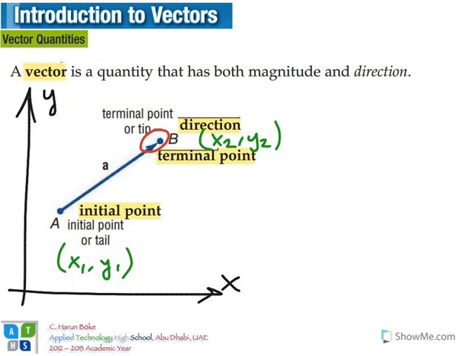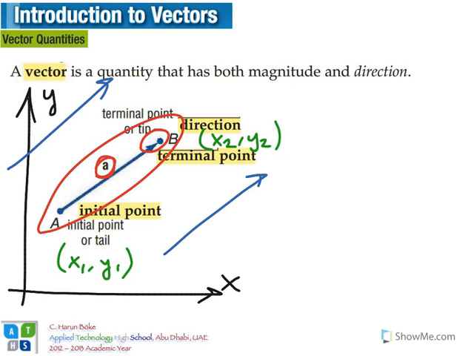So the same vector represented here by A can be anywhere in the coordinate plane. You can have the same vector here, you can have the same vector here. It doesn't matter, as long as you define the initial and terminal points. The points will be different, but the direction and the magnitude of the vectors are the same. So regardless of where the vector is, this is the same vector.